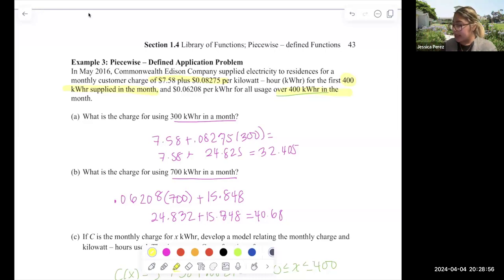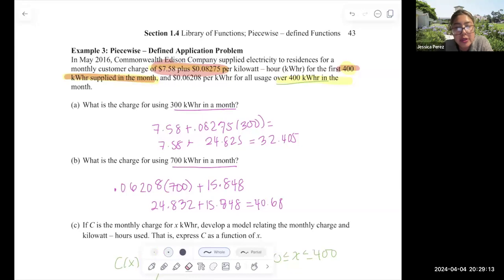So the first domain is you're getting charged $7.58 plus 0.0827 per kilowatt for the first 400. So if you go over 400, you're going to get charged more and it's going to have a different equation. So if we're using 300 kilowatts, it's going to be the $7.58 plus the 0.08275 times the kilowatts. So this kilowatts was 300 kilowatts per month. So that's why I have to substitute 300 here.